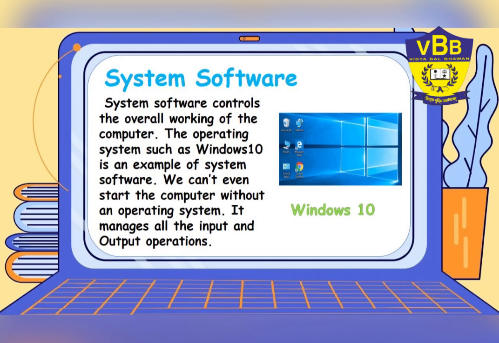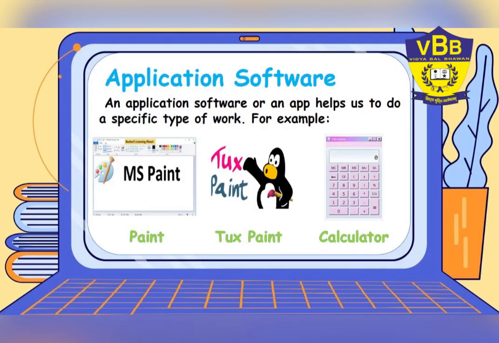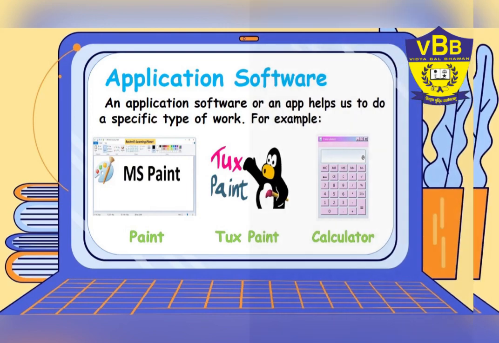Now let's move forward. That one is application software. Application software, or we can say an app, helps us with a specific type of work. For example, Paint, TuxPaint, calculator. In our mobile as well, we have specific apps like YouTube, WhatsApp. These apps work separately, or we can say each app can do a specific work. That's all for this chapter.